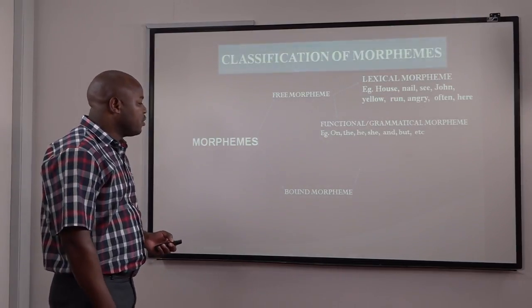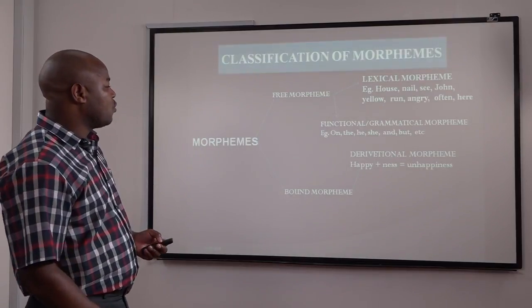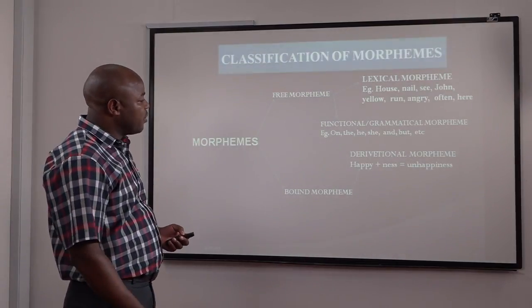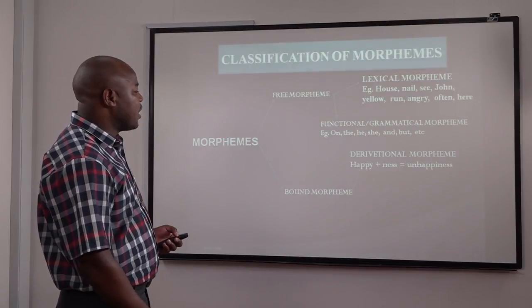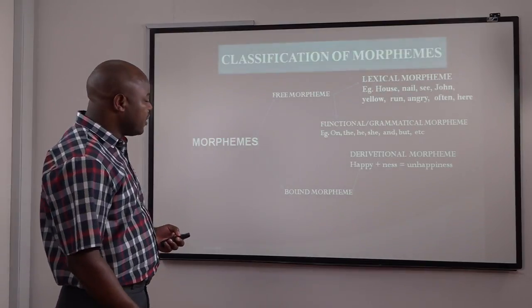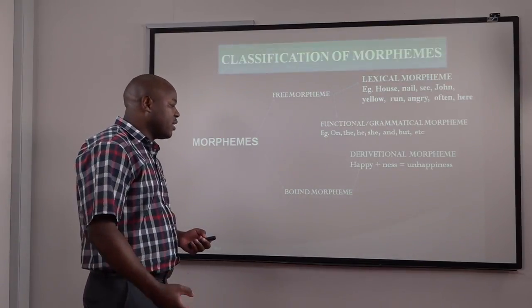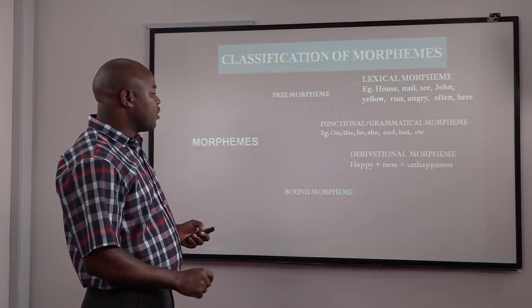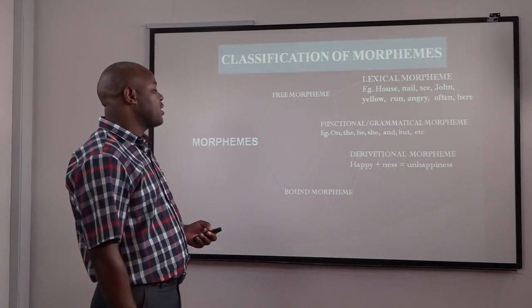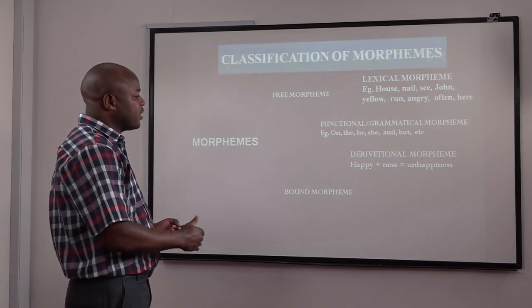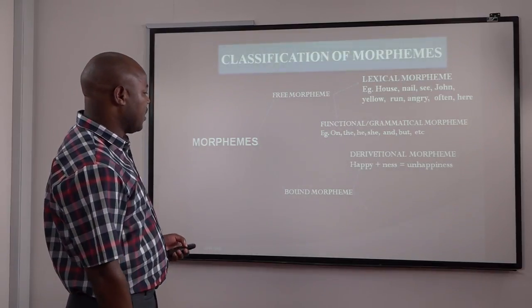Now, bound morpheme is also categorized into two categories. The first one is derivational morpheme. Example: happy. Happy is an adjective. When you add a derivational morpheme ness, we get happiness, which is now derived from an adjective to a noun.